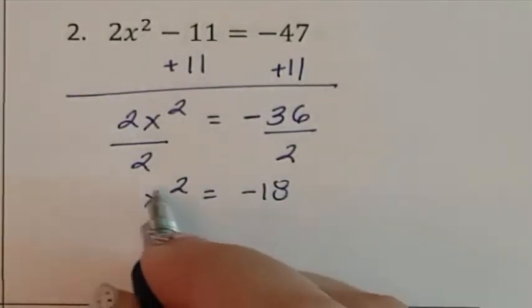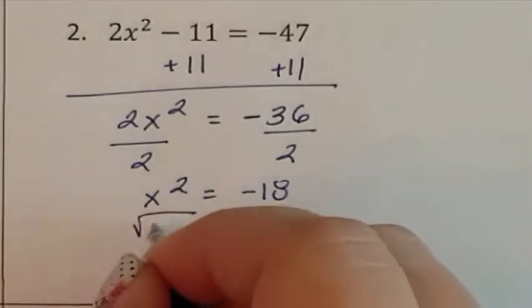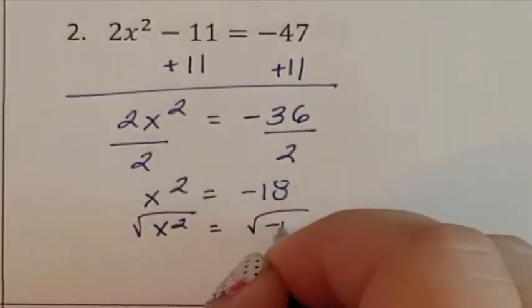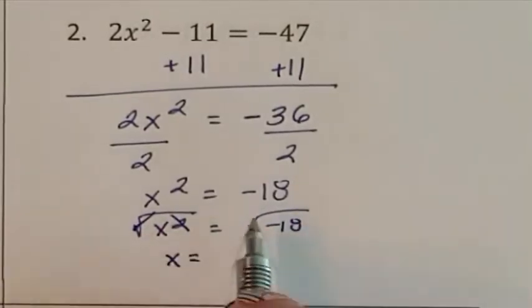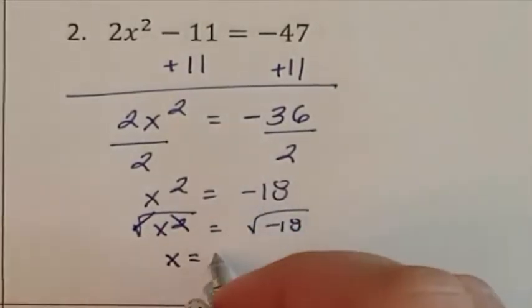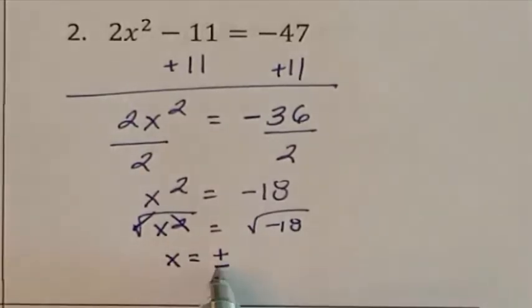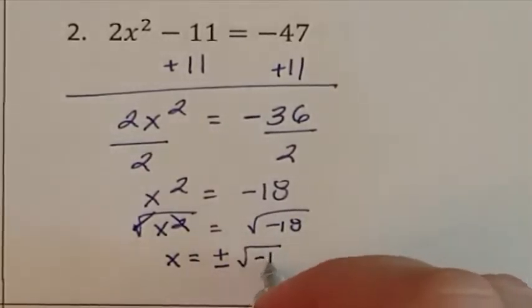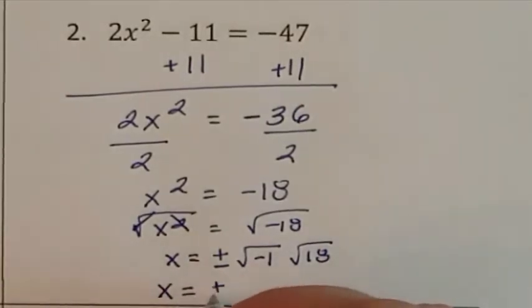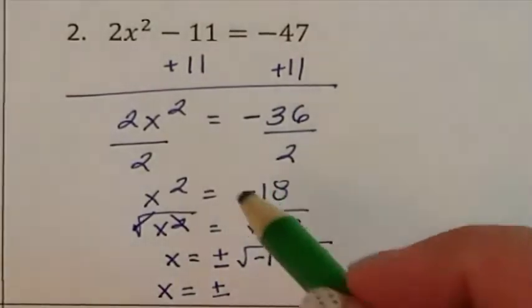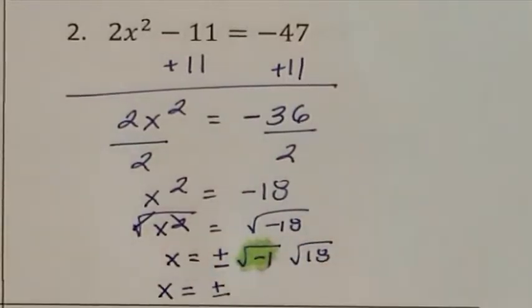I need to get the x by itself, which means I need to take the square root of both sides. The square root of x squared is x. I chose to take the square root, which means I need a plus or minus because I chose. I need to separate the negative 1 from the 18. So x equals plus or minus. The square root of negative 1 is i.